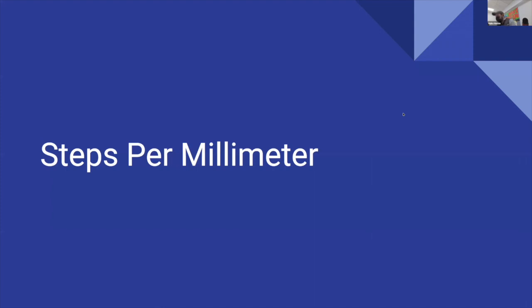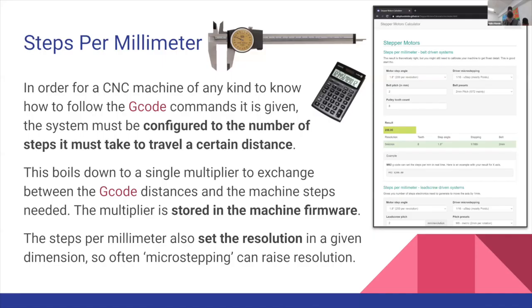So let's say you have a motor selected, you have some sort of motion system selected. The next thing that your CNC machine is going to need is a way to know how many steps it takes to move a millimeter, or steps per inch. This is something that is really essential to how the machine operates.